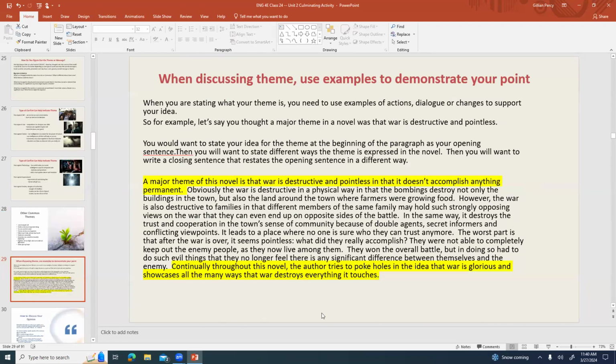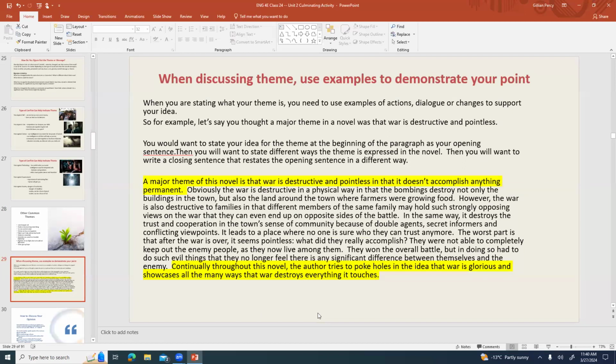When you're discussing theme, make sure to use examples to demonstrate your point. They could be examples of actions, dialogue, or changes that help support your idea. So, for example, let's say you read a novel and you thought a major theme in the novel was that war is destructive and pointless.